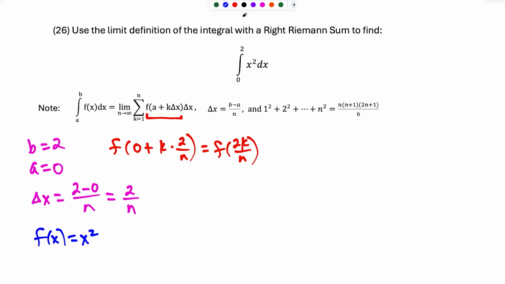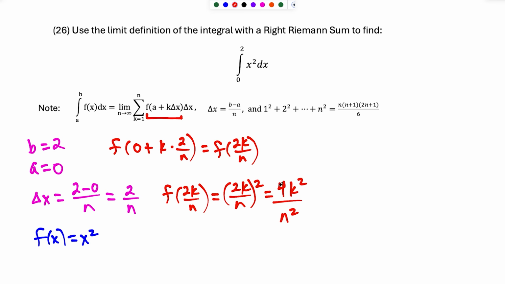So when I need to find over here what is f of 2k over n, I could say is equal to 2k over n and then squared. And then this gives me 2 squared is 4, k squared is k squared, and n squared is n squared. So this piece is going to be very important. That's the piece in red.